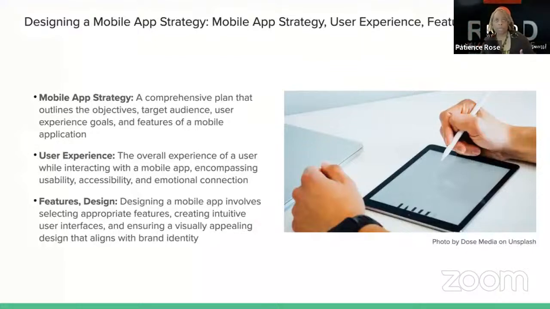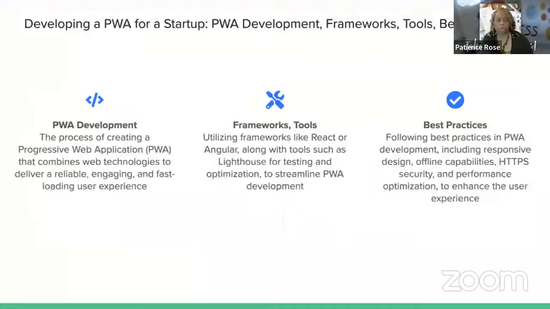And so when you want to look at the design, you want to make sure that it gives off your brand identity. Is this app really speaking to who you are online, in your office, and everywhere else? So when you're developing a PWA for a startup, you want to look at a few things: the development process itself, the frameworks and tools, and what are some best practices.